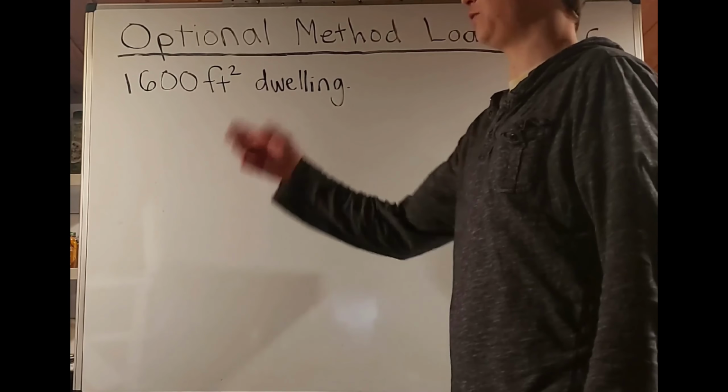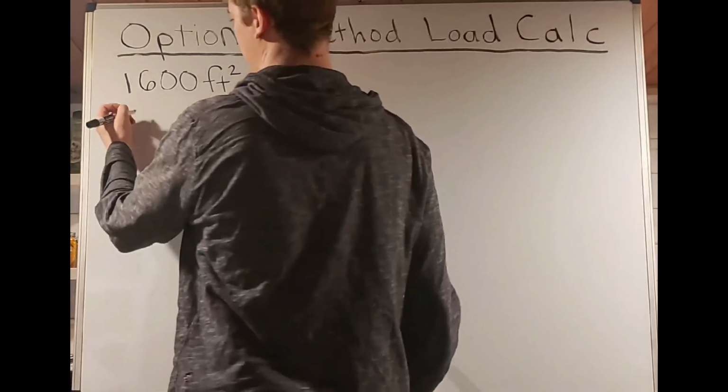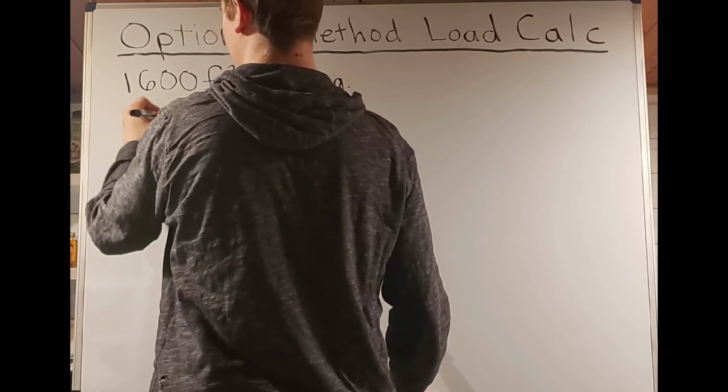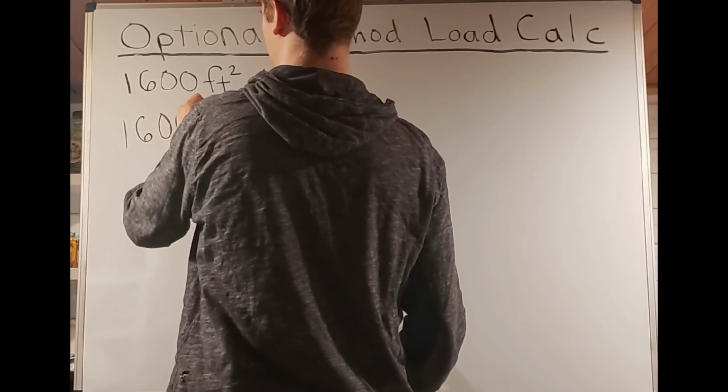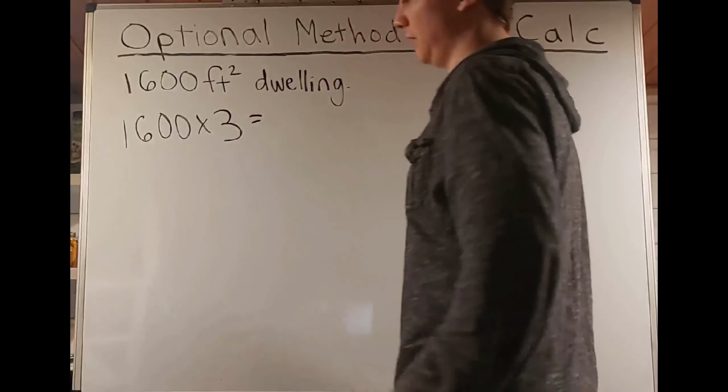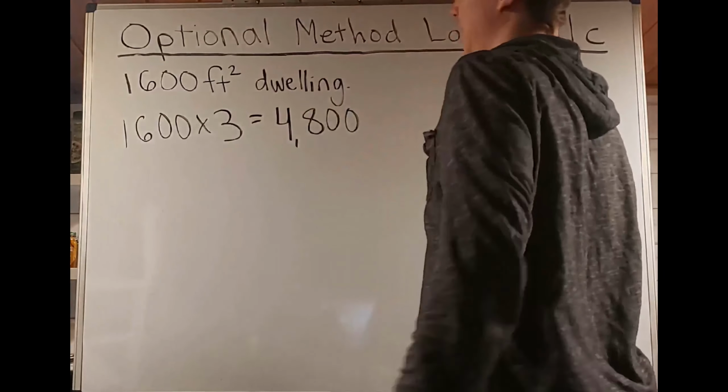Okay, so if we have a 1,600 square foot dwelling, the first thing we're going to do is get our square feet and multiply that by our 3 volt amps, and we know that's going to give us a total volt amperage. 1,600 times 3 is 4,800.